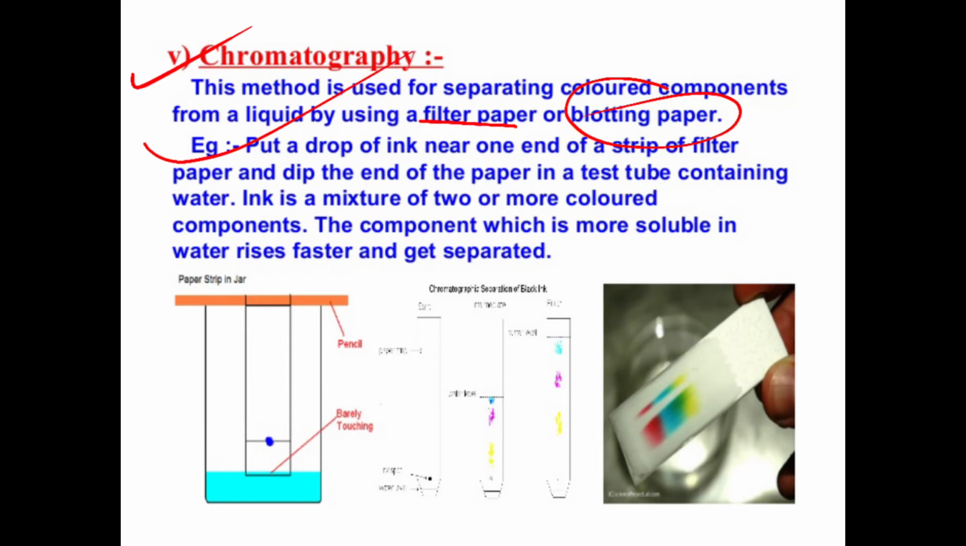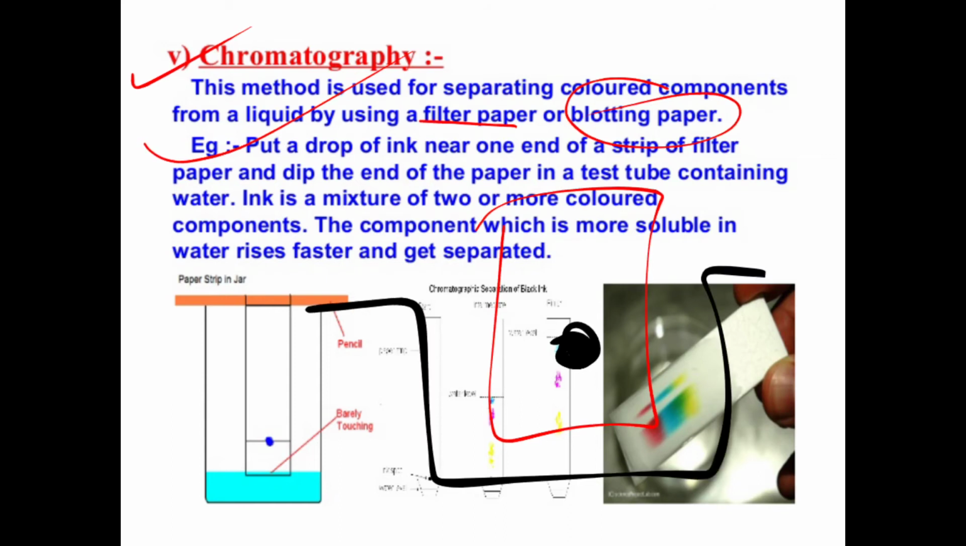For this, we have to take a filter paper and put a dot of dye on it, and then take a beaker of water. So this is our water. Just leave it for some time. After some time you will see that the ink has spread into two or more color components. The component which is more soluble in water will rise faster and get separated quickly.